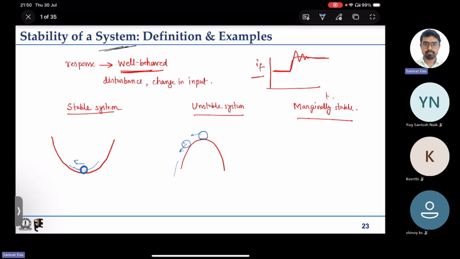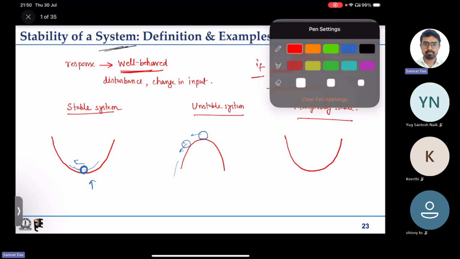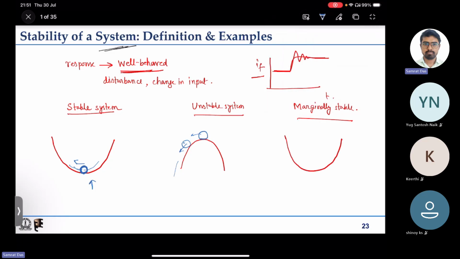What is a marginally stable system? A marginally stable system may be the same example that I have taken in the first case. The same example might be taken, but instead of a surface with friction, say it is a smooth surface without any friction.